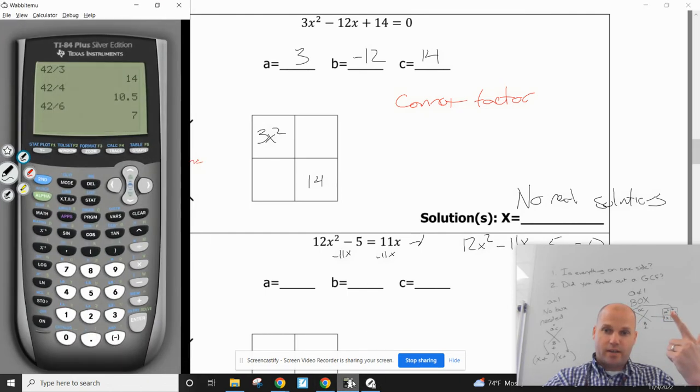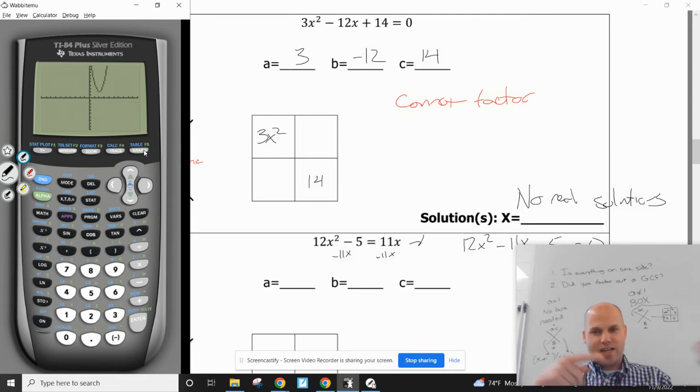Let's say you have your calculator. I don't know if your teachers are allowing you to do this. I don't use the graphing calculator in my class. I use Desmos and I use the yellow ones. But if you graph this, what are we going to see? It's not going to touch the x-axis. This is a way to check that it's not factorable, if your teacher allows you to use a graphing calculator.